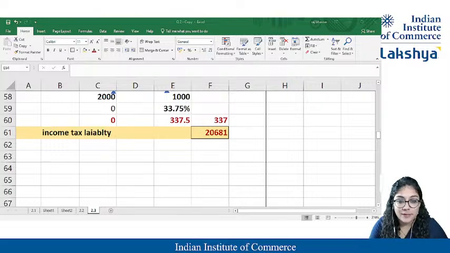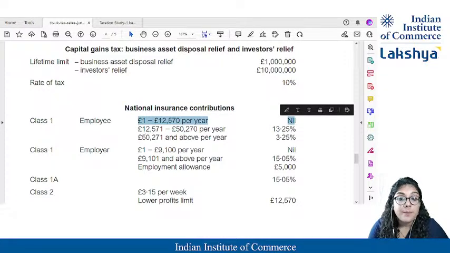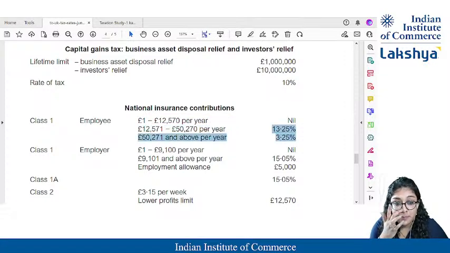For NIC's calculation, it's for class 1 employees, so we have to just take that. Now this question is coming a lot, so you have to know: national insurance contribution from 1 to 12,570 is nil. More than 12,570 up to 50,270 it's 13.25%, and beyond that it is 3.25%.